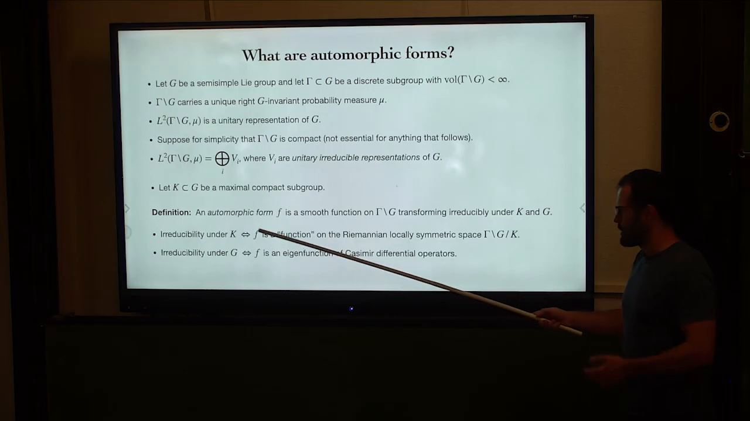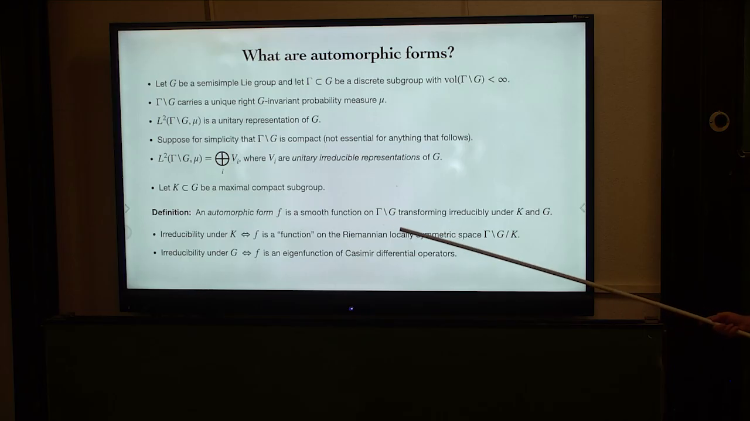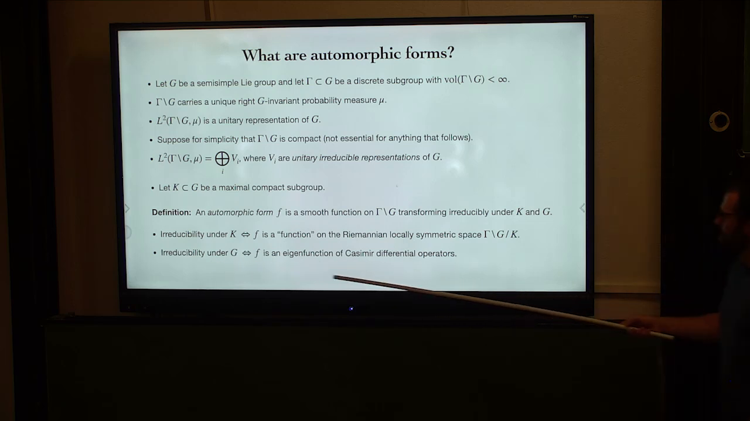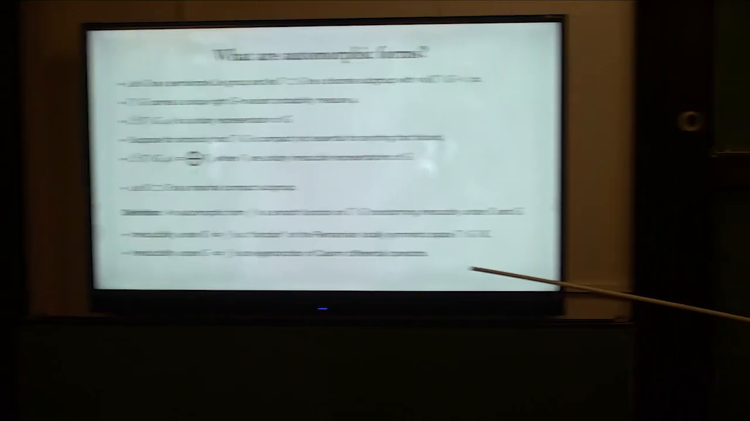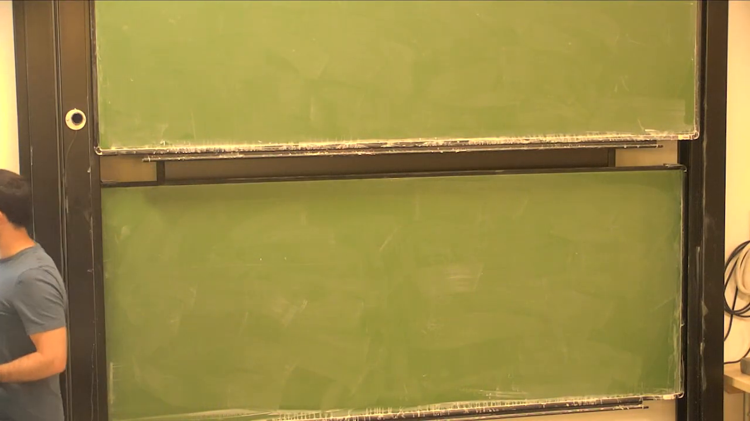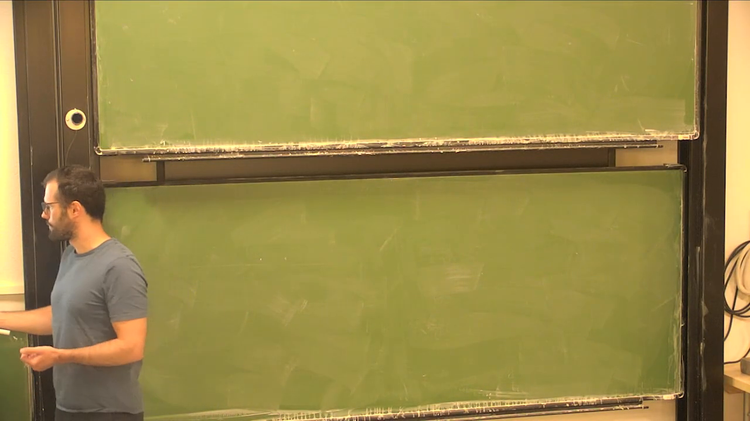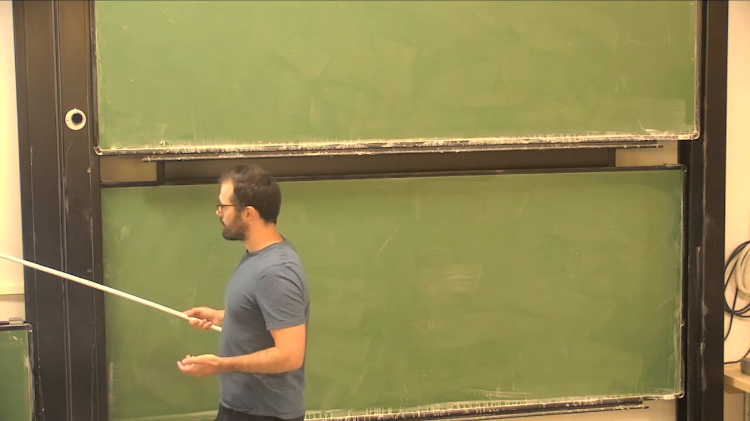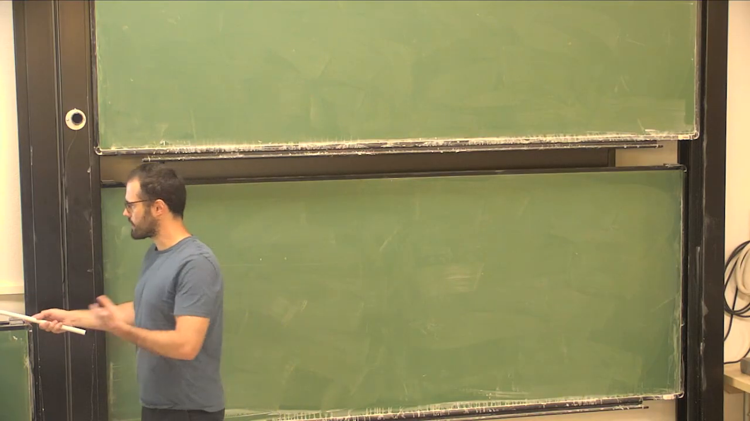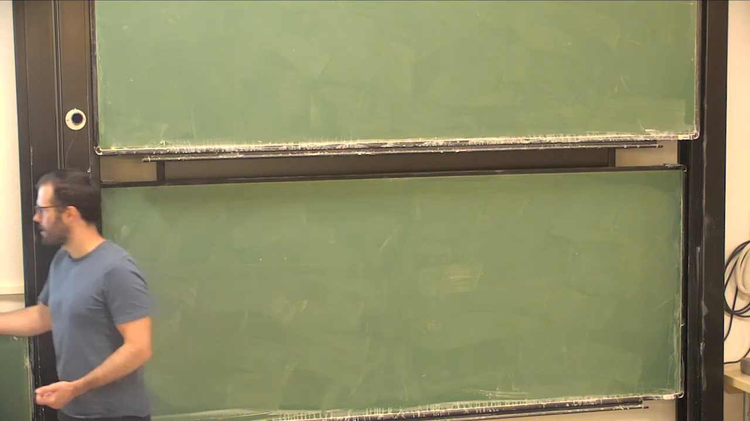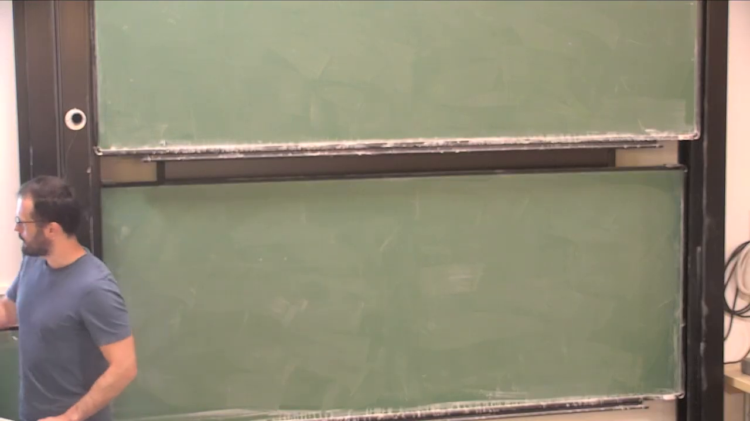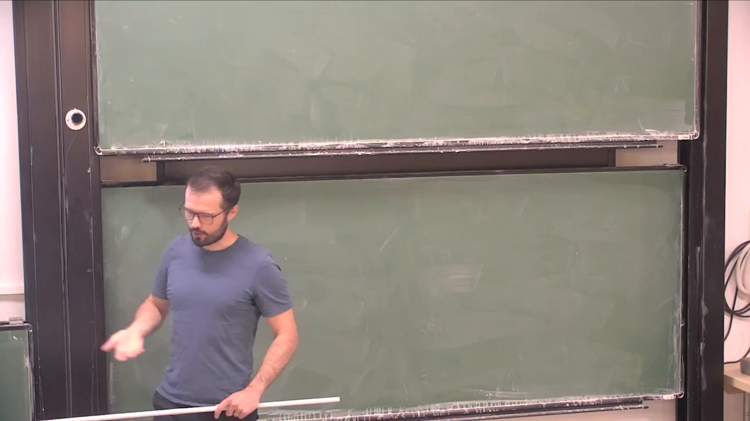And if it transforms irreducibly, it's just a section of some bundle over this manifold. And irreducible under G means that F is an eigenfunction of some system of differential equations. Because the center of the universal enveloping algebra of the Lie algebra of G is generated by these Casimir elements, F needs to be an eigenfunction of Casimir differential operators. So that's okay. And these two statements together define what an automorphic form is.